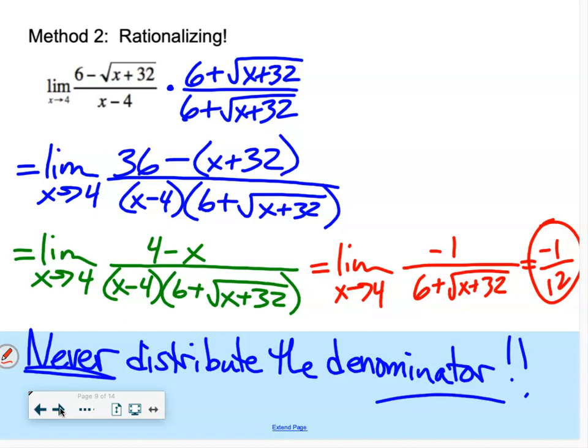Are there any questions? Are we good? Yes? Did everyone get negative 1/12? All right. That's rationalizing. We got to move on.